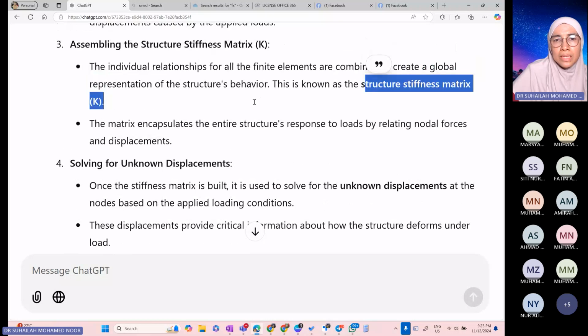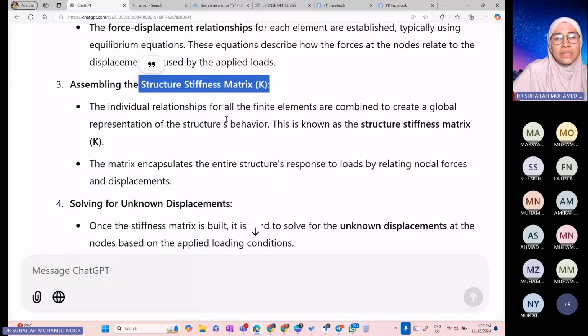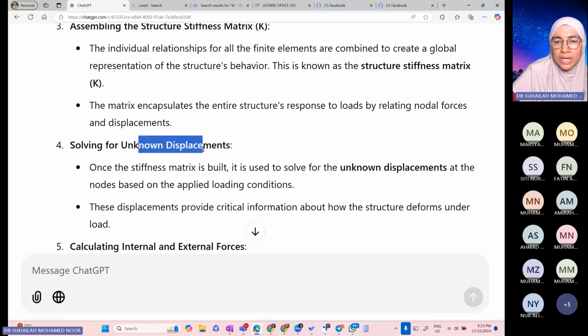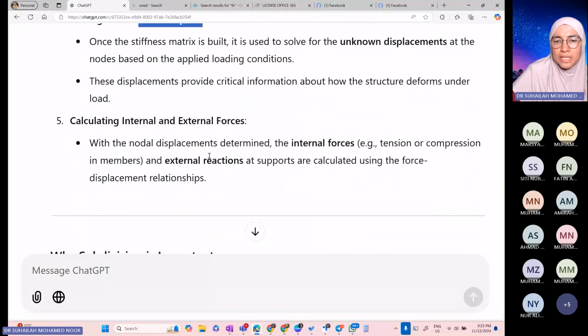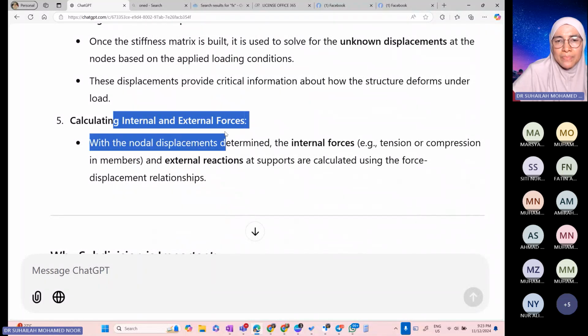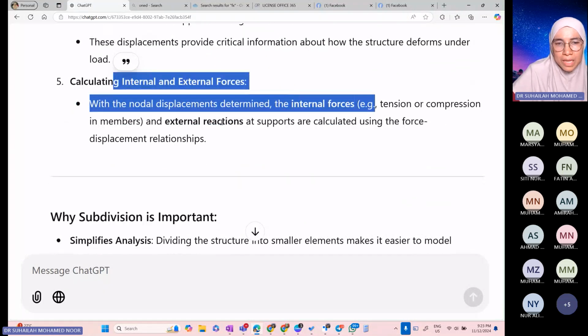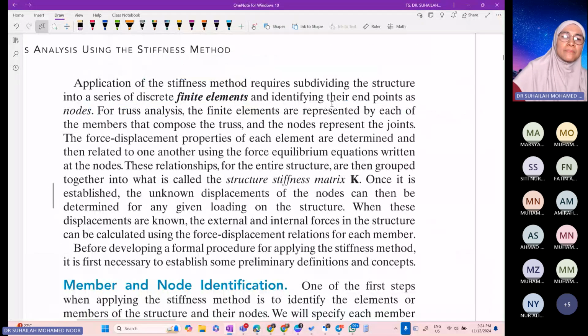And then kita kena assemble dulu structure stiffness matrix. After that kita akan apply the stiffness equation or force displacement equation to solve for the unknown displacement. Lepas dapat unknown displacement, then only we will calculate forces. Calculate forces using the same equation. Okay, kita tengok kat sini apa yang dia explain.